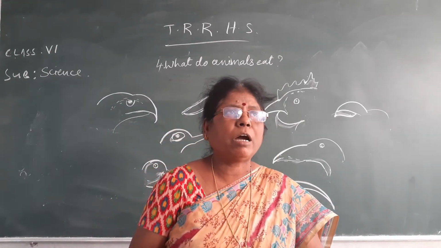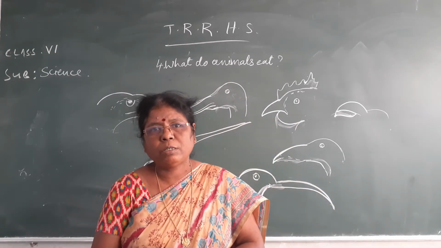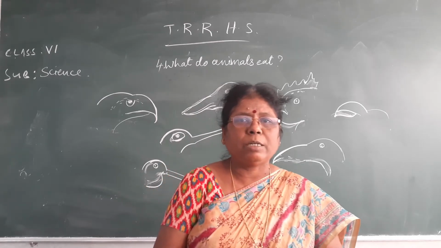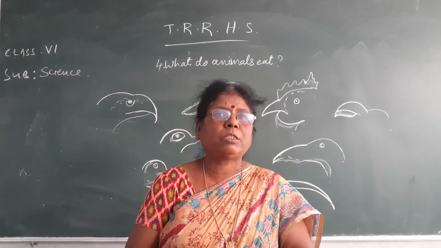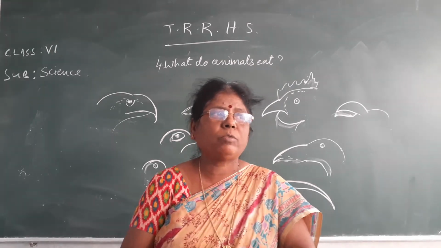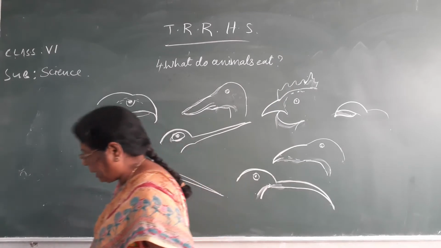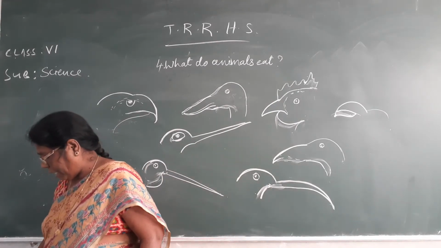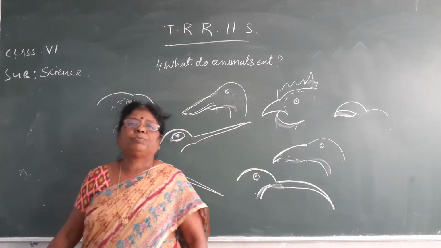Vultures have a curved beak to tear the flesh of the animal, isn't it? And strong claws are also there for vultures and eagles to catch hold of the prey. So now you have seen that different animals use different body parts to take the food.